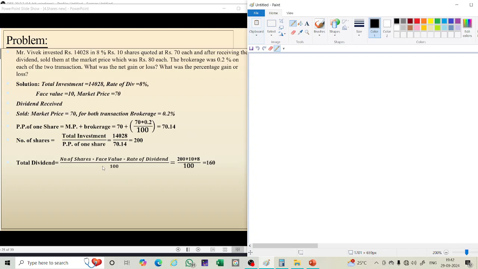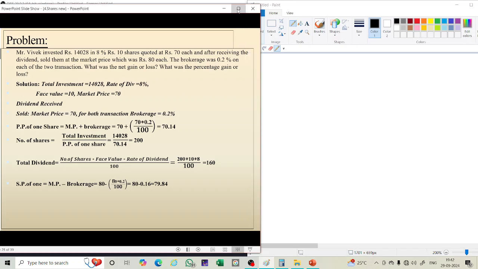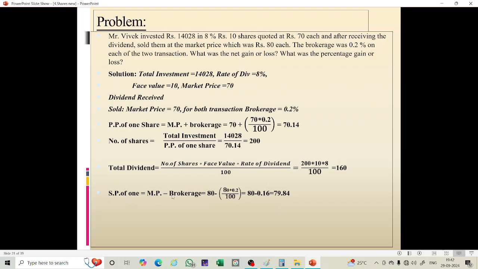After this we have to find selling price of one share. Formula to find selling price of one share is market price minus brokerage. See here brokerage is 0.2%. Therefore market price minus 80 into 0.2 upon 100. This is equal to 80 minus 0.16, which is equal to 79.84. This is our selling price of one share.